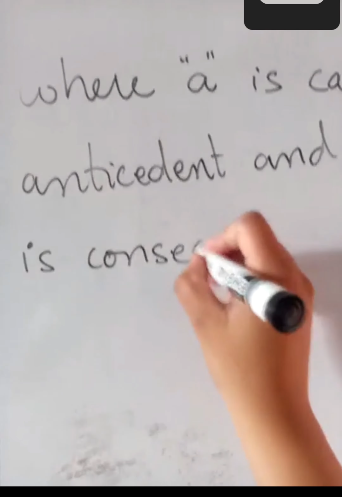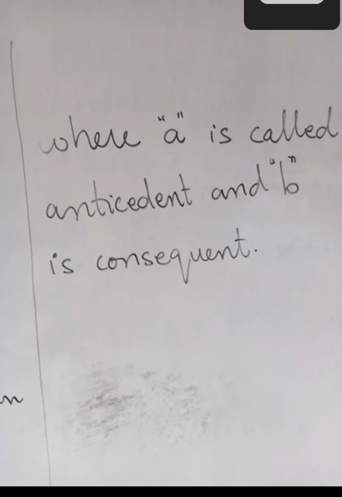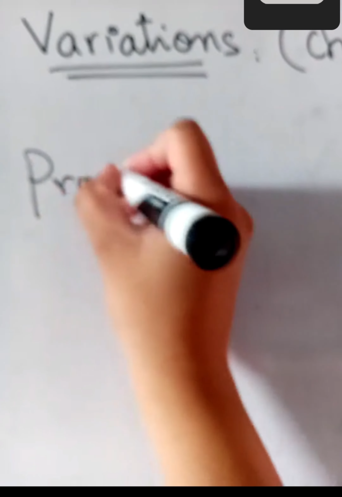The first term of a ratio is called antecedent and the second term is called consequent. Now come towards proportion. The next thing is proportion.